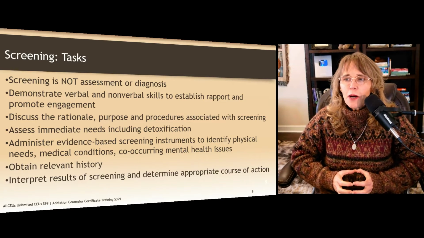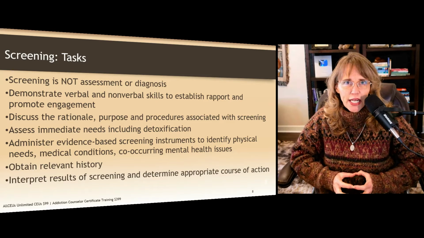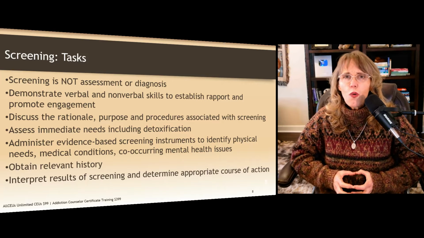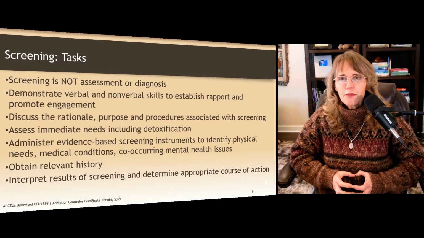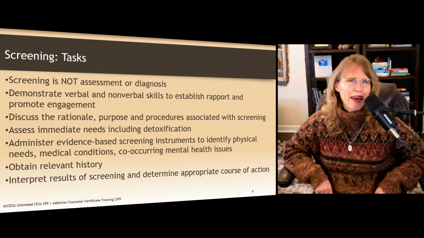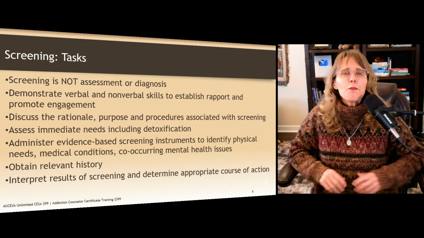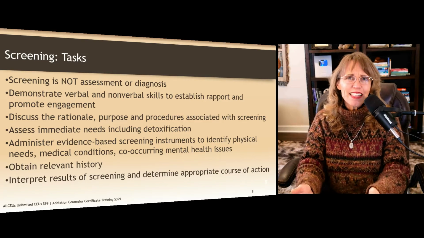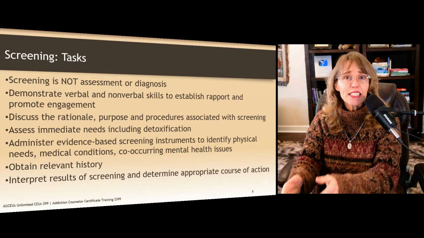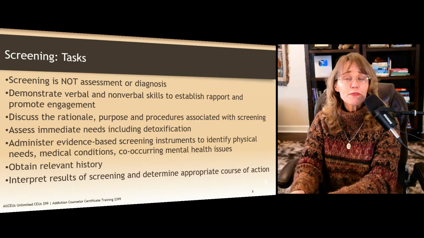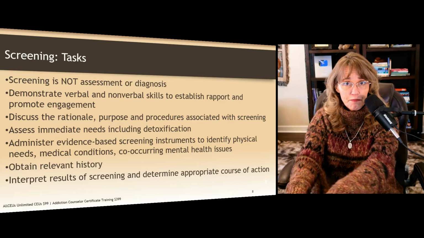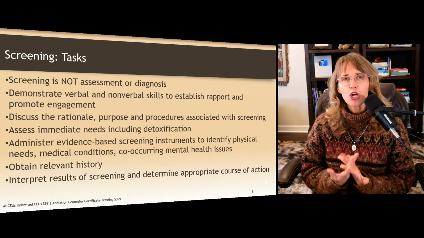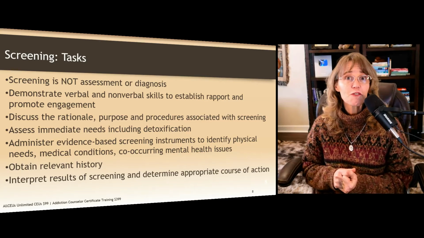Discuss the rationale, purpose, and procedures associated with screening. You don't need to go in depth into, I'm going to ask you questions on this questionnaire that was validated and written by so-and-so. They don't care. But tell them the screening process: all I'm going to do is ask you a few questions, and screening is not a diagnosis. Screening just helps us determine where to best refer you if there is a problem. Screening helps us determine if there might be something that needs further investigation.